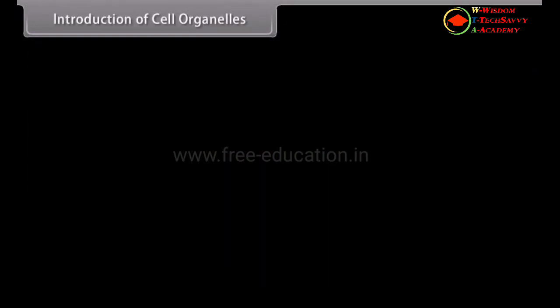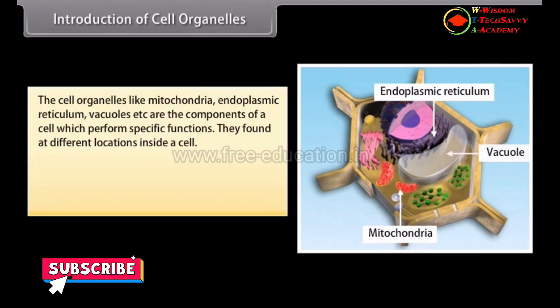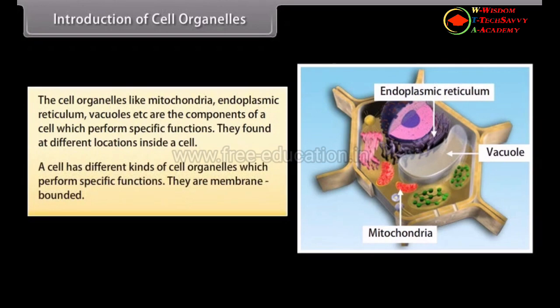Introduction of cell organelles. The cell organelles like mitochondria, endoplasmic reticulum, vacuoles, etc. are the components of a cell which perform specific functions. They are found at different locations inside a cell. A cell has different kinds of cell organelles which perform specific functions.